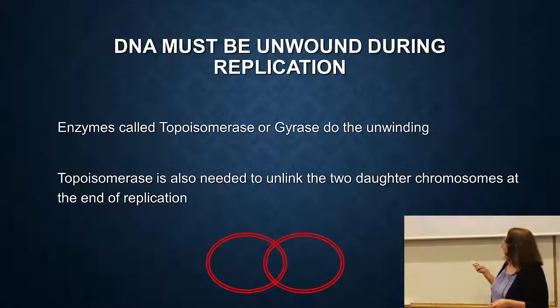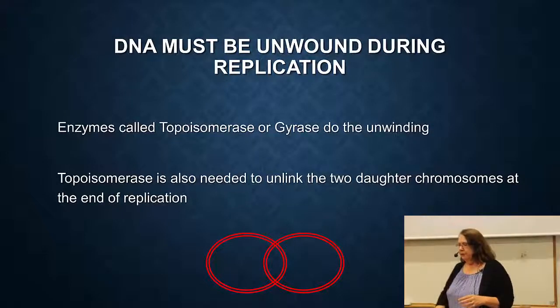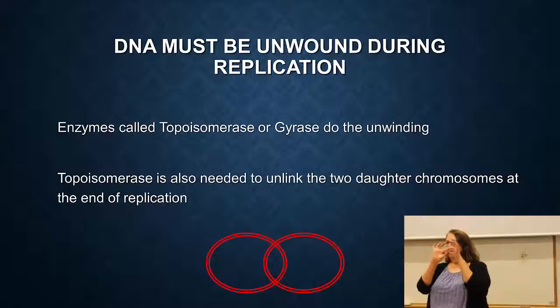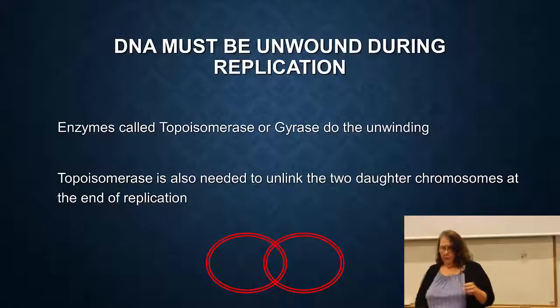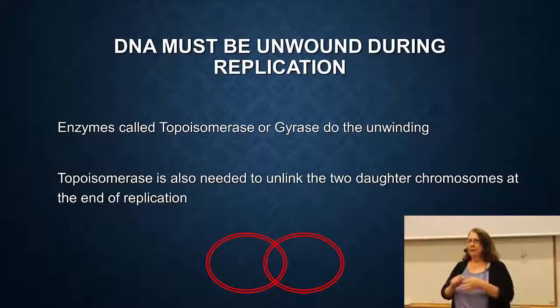In addition, when you copy a whole circular piece of DNA like this, at the end of the replication process, you end up with the two strands linked together. So they can't come apart and go into the two cells. And so you need topoisomerase to unlink those two strands. So it's an extremely important enzyme. If you don't have it, the cell cannot divide, basically.